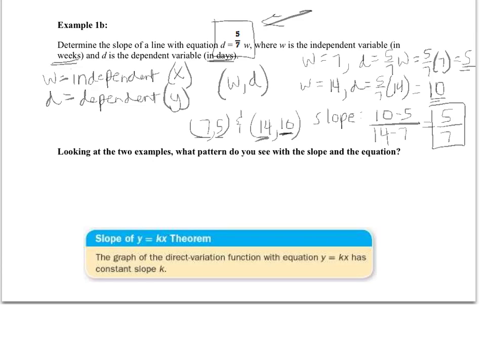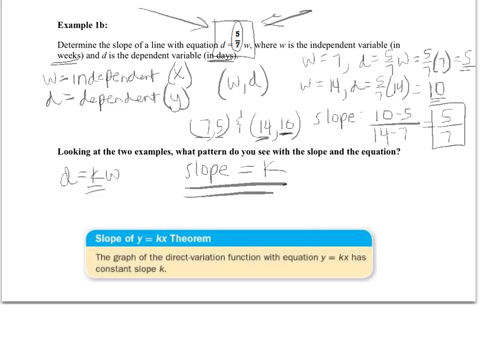Looking at the two examples, what pattern do you see with the slope and the equation? Well, in this case, the slope for 1b was 5/7. If I look back to that formula, the 5/7 is the same as the k value, because we know for direct variation, we have d equals kw. That's that k value. So the slope equals the k value. And if you look back to example 1a, it's the same thing. The slope is the k value, and that's what they're showing here.